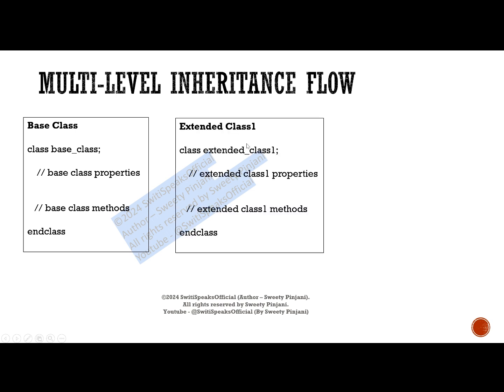You have extended class 1, you have its properties, you have its method. And then you have, say, this class, which later on you say extends base class. If you give the extends keyword, then what happens? It will be the child class. So this will have access to your base class properties and also methods.